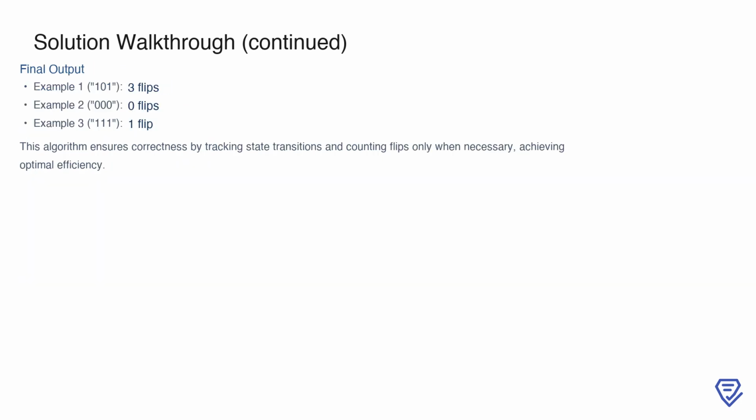To summarize, the number of flips required for each example is as follows. For the target 101, we need 3 flips, for 000, no flips are required, and for 111, only one flip is needed. This algorithm is both efficient and correct because it carefully tracks state transitions and counts flips only when necessary. By iterating through the target string and updating the state whenever a mismatch is found, we ensure that the solution is optimal and easy to implement.